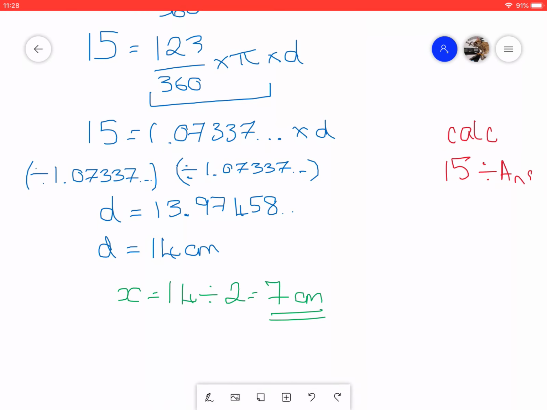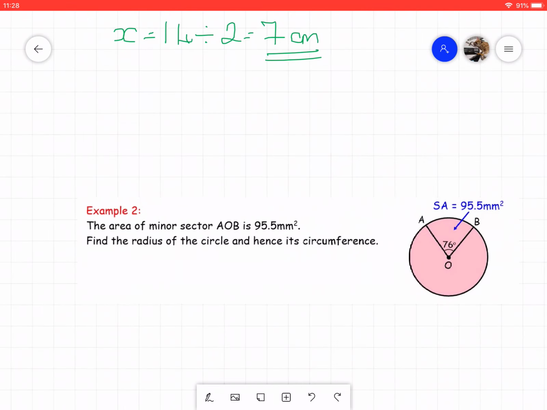Okay, so that's it for example 1. You're plugging your numbers into the correct formula, simplifying it slightly, and then you're going to divide both sides by the number you've multiplied d by. So that's the first example. We'll look at another one just quickly.